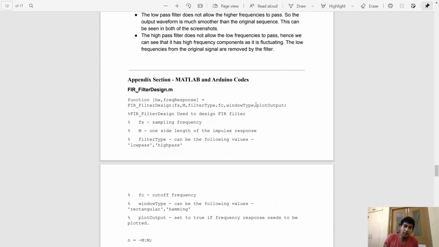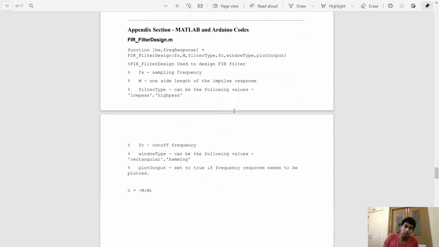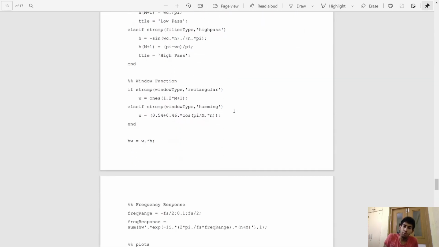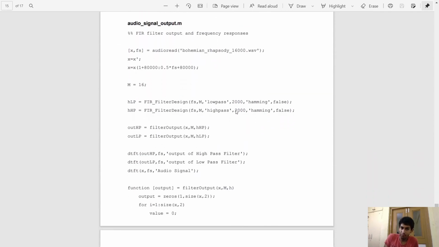Coming back to this PDF, these are the codes that I have written for MATLAB and Arduino, and this is how you can design high pass and low pass filters using the FIR Fourier transform window method.